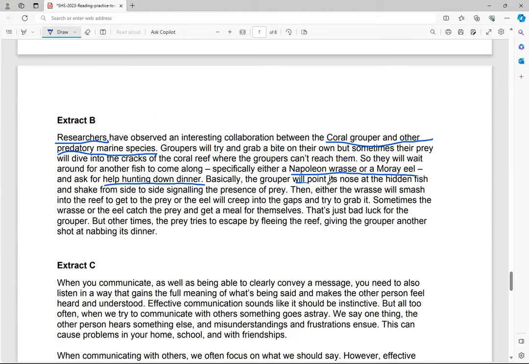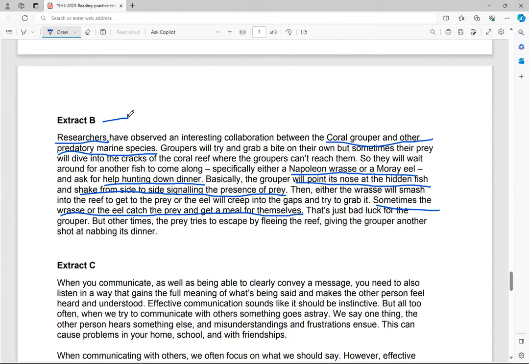Basically, the grouper will point its nose at the hidden fish and shake from side to side, signaling the presence of the prey. Then either the wrasse will smash into the reef or get to the prey, or the eel will creep into the gaps and try to grab it. Sometimes the wrasse or the eel catch the prey and get a meal for themselves. That's just bad luck for the grouper. But other times the prey tries to escape by fleeing the reef, giving the grouper another shot at nabbing its dinner.